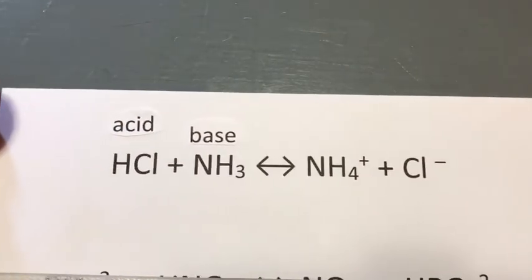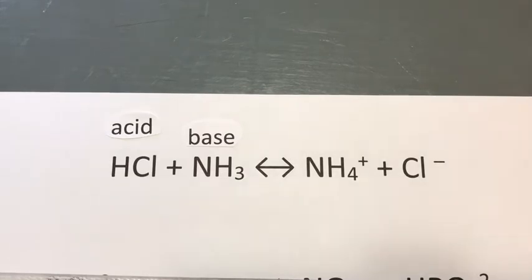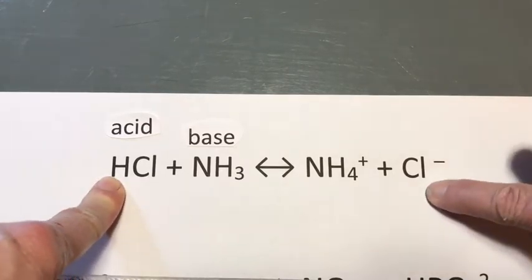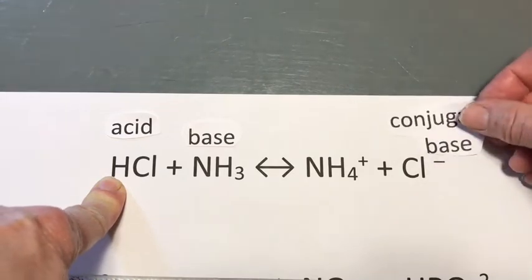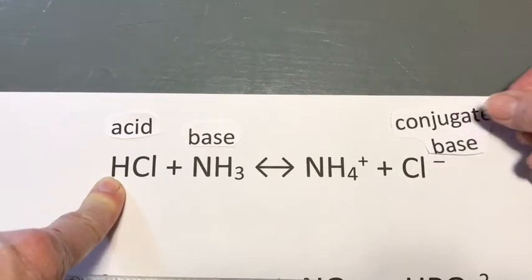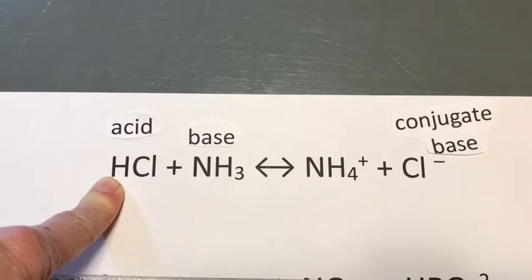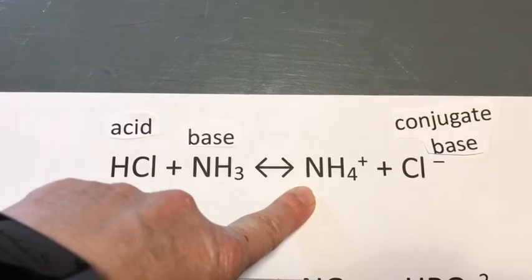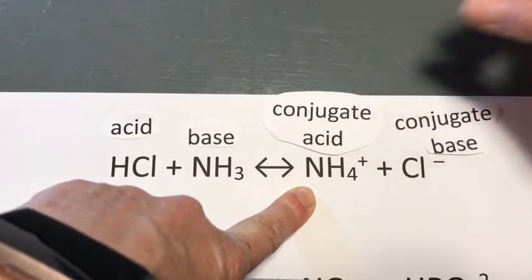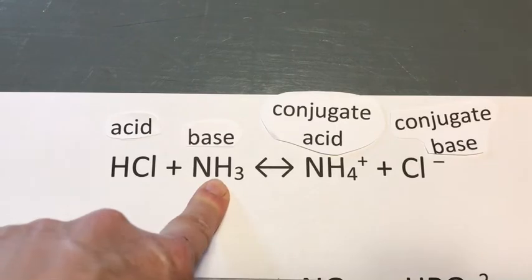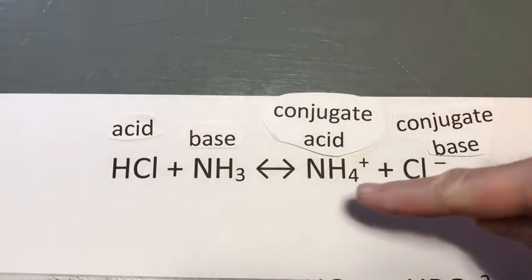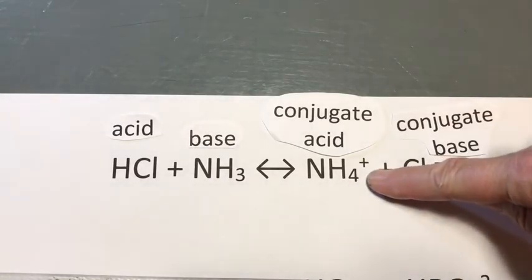Looking at the other side of the arrow, we can see that the HCl, after it has lost its hydrogen, just becomes a chloride ion. The chloride ion is a conjugate base. It's the acid after it's lost its hydrogen ion. The NH4 becomes the conjugate acid. It's the same molecule that we had here after it has gained a hydrogen ion. Notice we not only have an extra H here, we also have the positive charge.